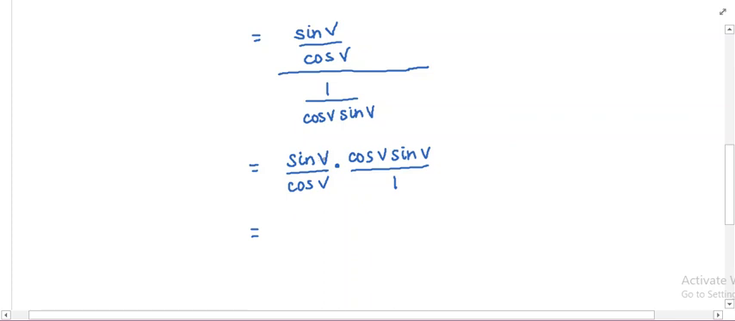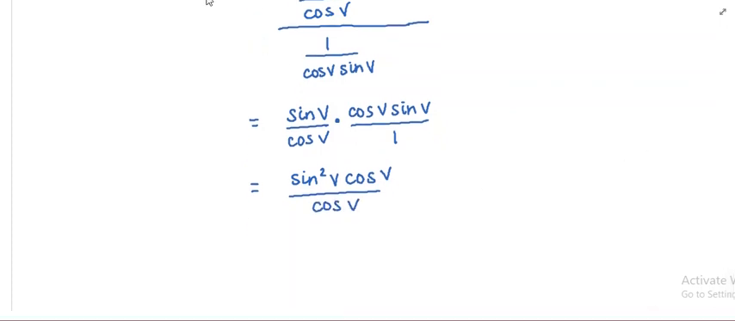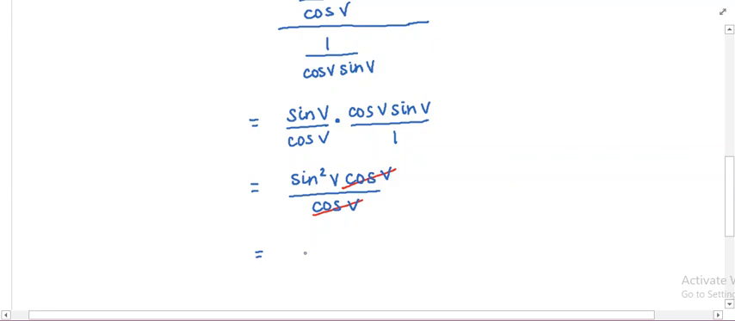If I look across the top, I've got sine V times sine V, so that's going to turn into sine squared V times the cosine of v. In the bottom, cosine of v times 1 is cosine of v. And then you're going to get a cosine v in the top, 1 in the bottom. They cancel. And so that fraction on the left, that big mess, simplified to be the sine squared of v.